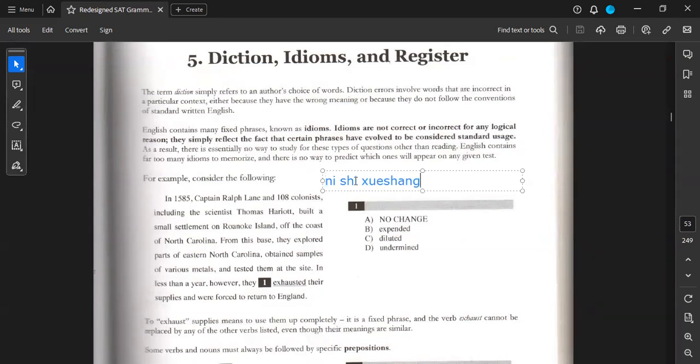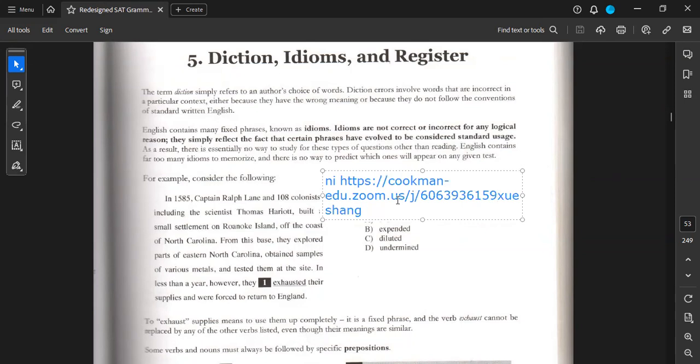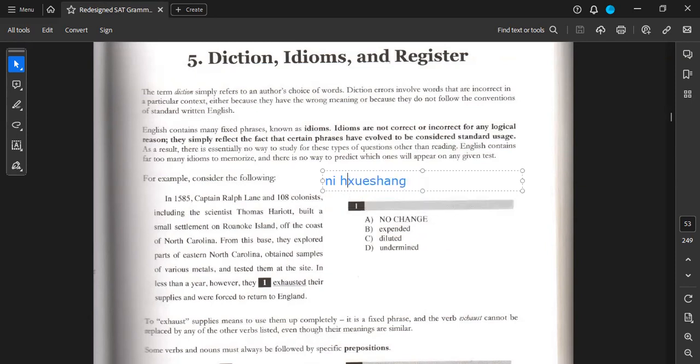And so if you say ni xuesheng, that doesn't make sense because it's like you student. You can't say that. You need to put the verb. So you can't just say that, right?